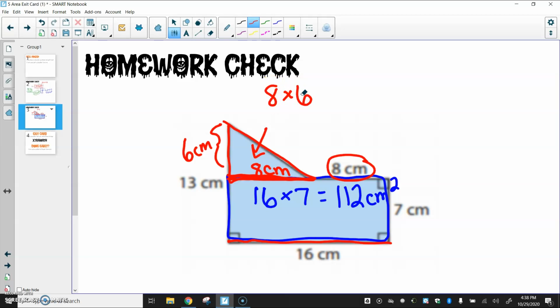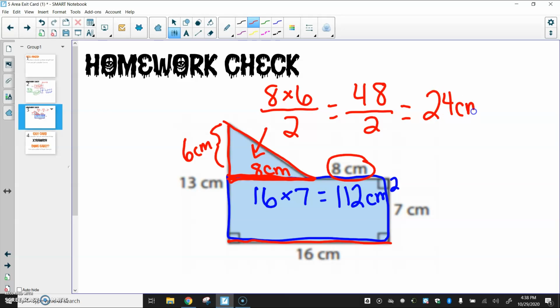But remember, with triangles, super, super important, you have to divide by 2. Please don't forget that part, because remember, triangles are half of that rectangle, square, parallelogram, whatever. Okay? So let's multiply first. So I know 8 times 6 is 48. We want to divide that by 2. If you want to do that in your calculator, you can. But I knew off the top of my head that was 24 centimeters squared.